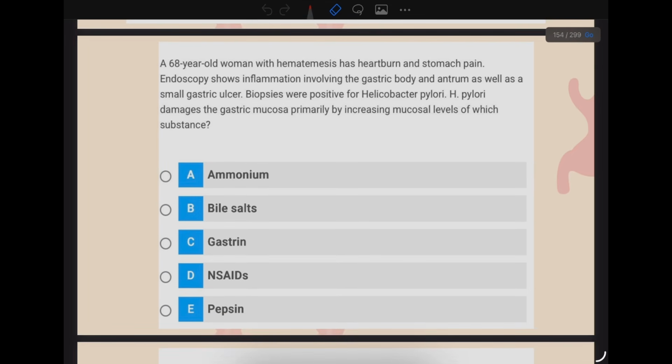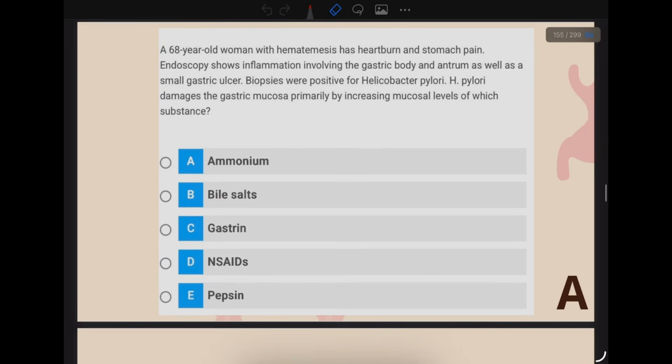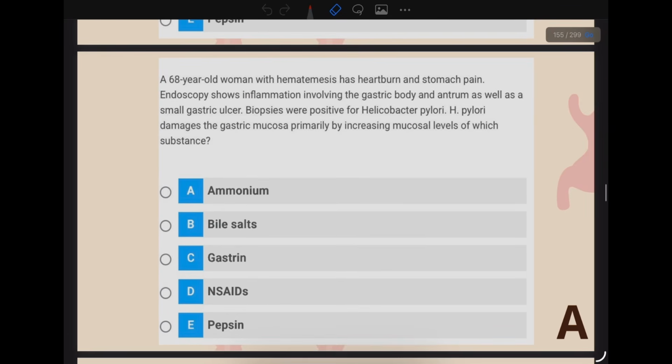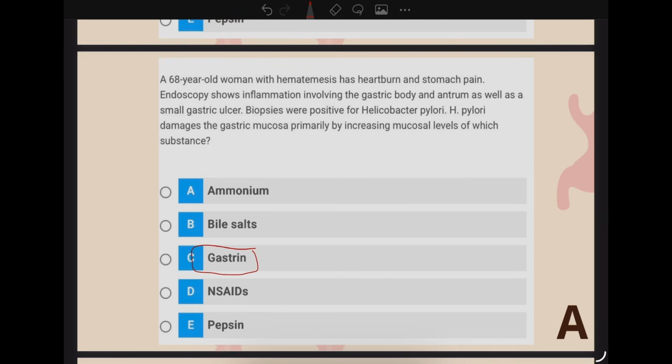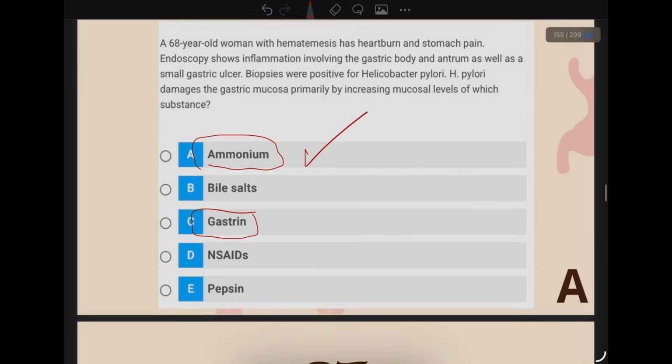Please stop if you want to answer. And it's A. How does H. pylori affect directly? It's by ammonium. I know it increases gastrin secretion indirectly, but we are talking about the main thing, which is ammonium.